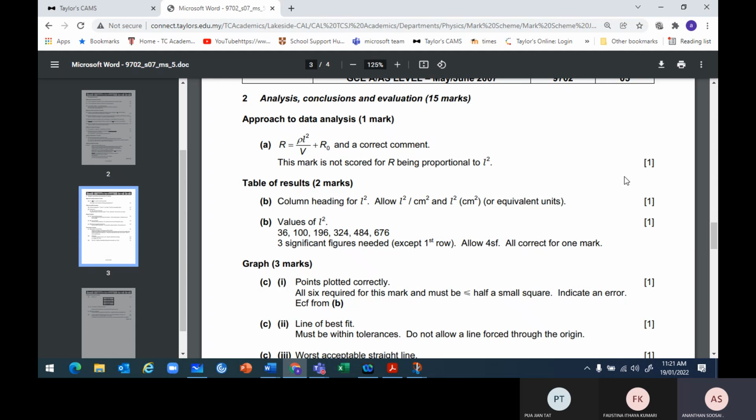3 significant figures needed, except for the first row. First row is 2 significant figures, right? Allow for SF, 1 extra allowed. All correct for 1 mark. Only 1 mark for your data.